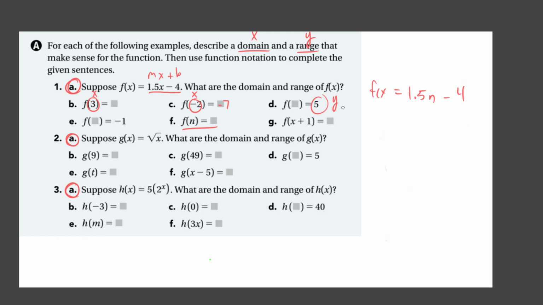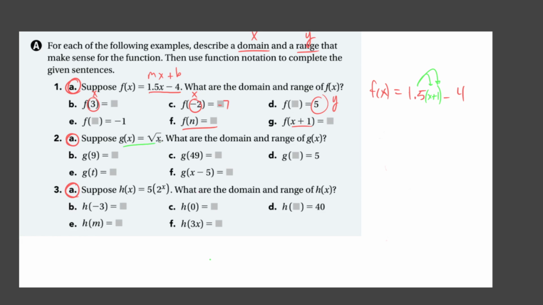For letter G, this entire thing is my input this time, x plus 1, which means I'm going to erase the n, and I'm going to put the entire thing in there, x plus 1. Then you just go through and solve it as per usual. Make sure you distribute everything out and go from there. I'll let you guys solve the rest of that one. Each one of these problems is done exactly the same way.